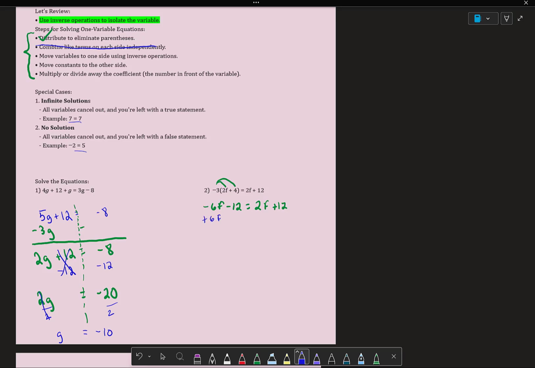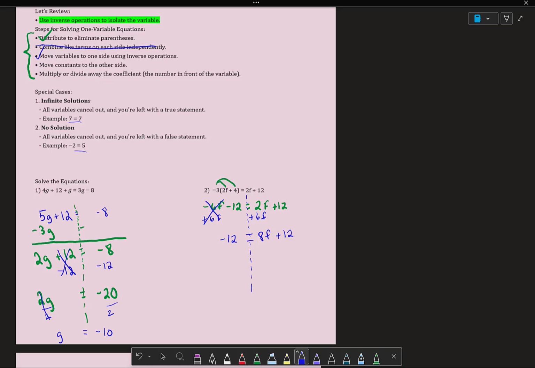So the inverse operation of a negative 6f is a positive 6f. I'm going to add that to both sides. So we're left with negative 12 on the left side. On the right side, we have 8f plus 12. So we've accomplished that step. We've moved variables to one side.